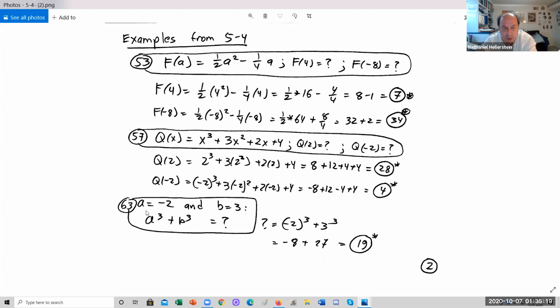For this one, we have a cubed plus b cubed. That's a polynomial in 2 variables, a and b. If we set a to be -2 and b equals 3, what's a cubed plus b cubed? Well, let's substitute. -2 for a, 3 for b, so it's -2 cubed plus 3 cubed. -2 cubed is -8. 3 cubed is 27. These add up to 19.